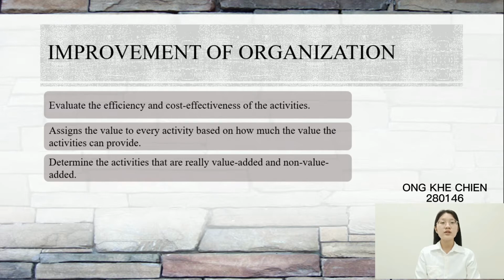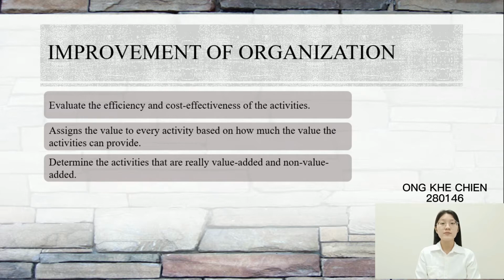Concrete metrics for improvement of the organization can be provided by using the activity-based costing system. This costing system encourages the management team to evaluate the efficiency and the cost effectiveness of the activities of each program.